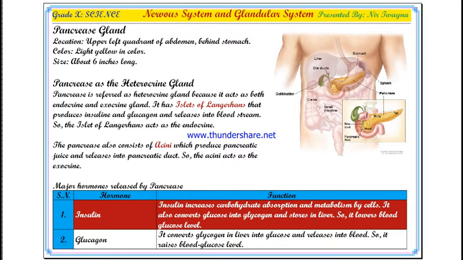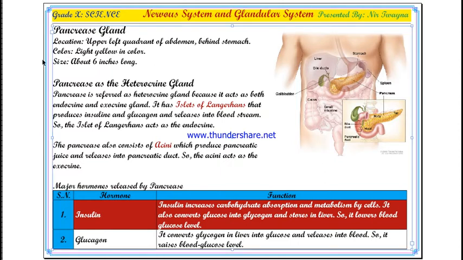My dear students of grade 10, this is your science class, and in our science class we have been discussing the nervous system and glandular system. This is your 10th day since we have been learning this lesson, and today is the last class that we are going to discuss about this lesson. We have already discussed many glands. Only the pancreas gland and gonads are remaining, and we will discuss them today.